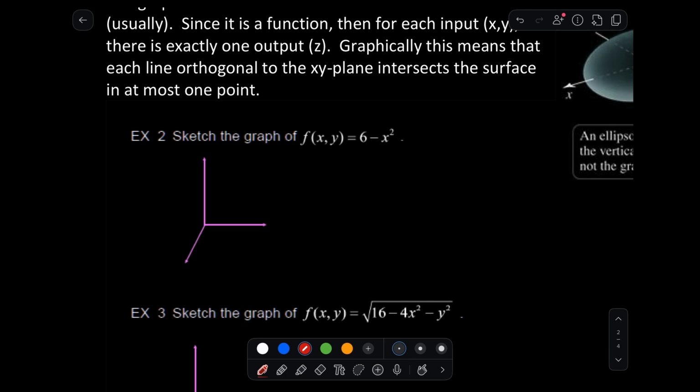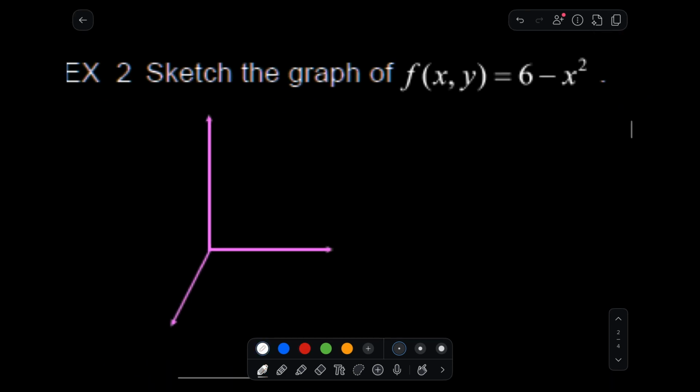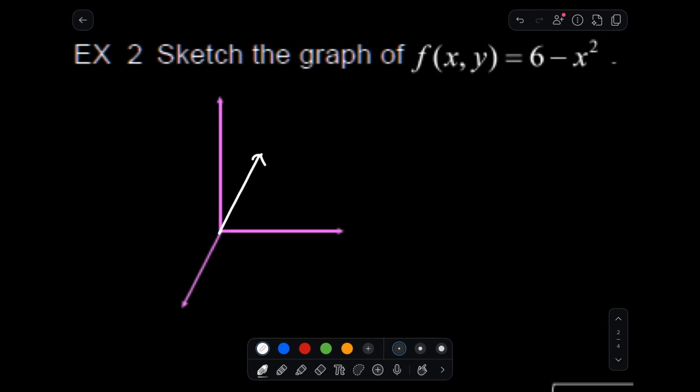All right, the actual way to graph this is like this. It's going to go off of the x-axis like this.